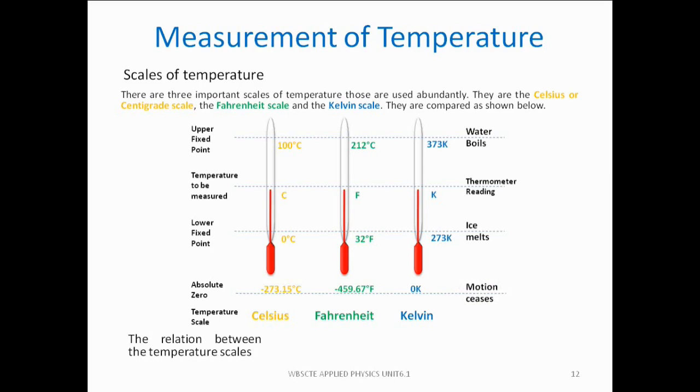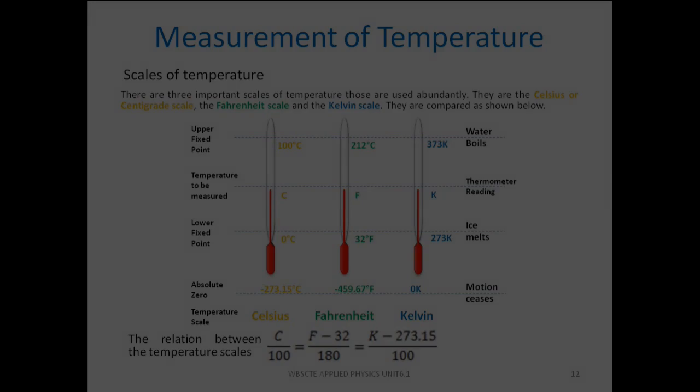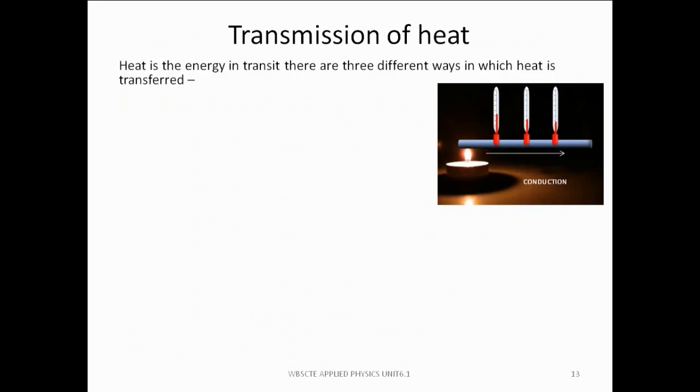The relation between the three scales with the temperature to be measured is shown below according to the ratio as we have learned in the previous slide. Now we read about transmission of heat. Heat is the energy in transit. There are three different ways in which heat is transferred.